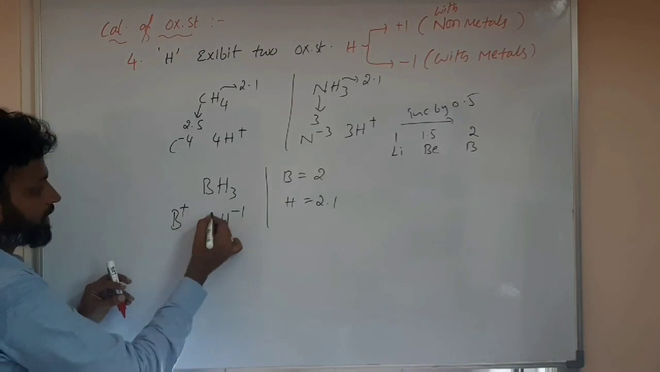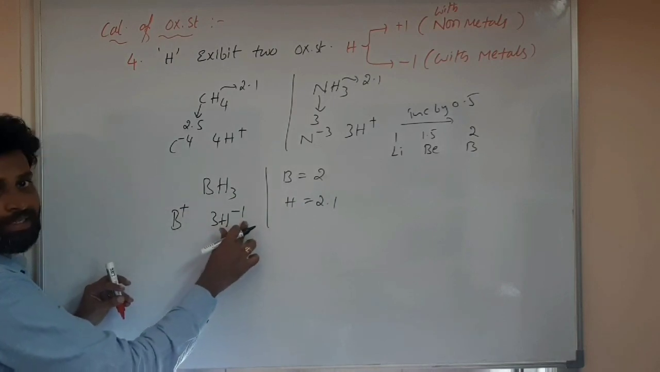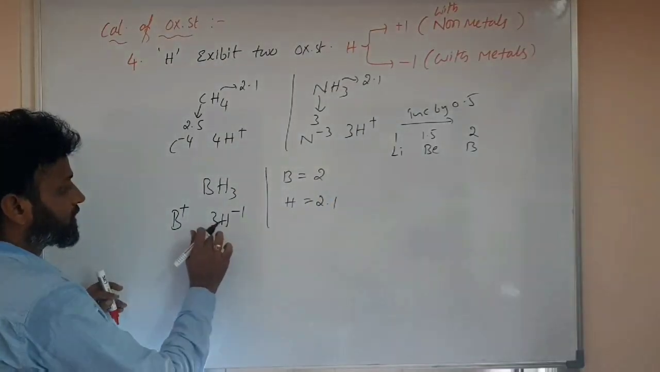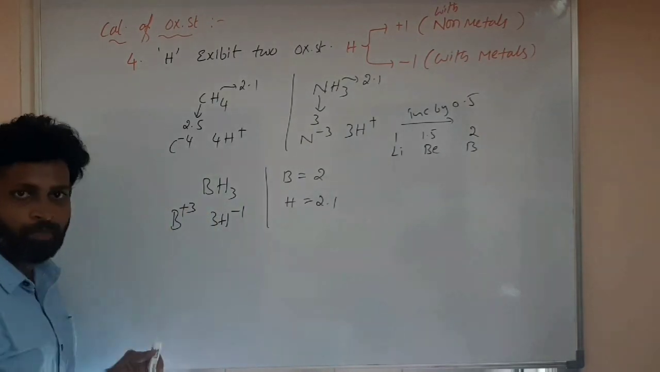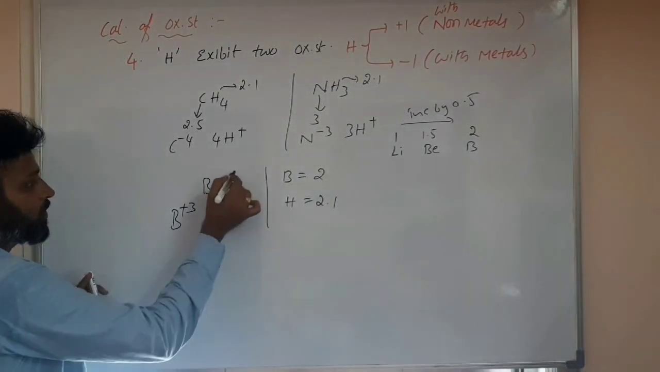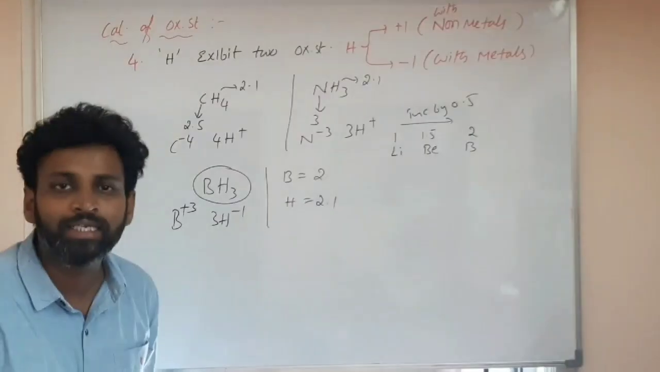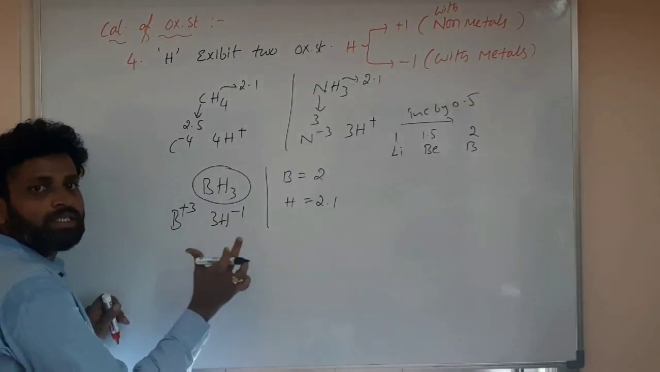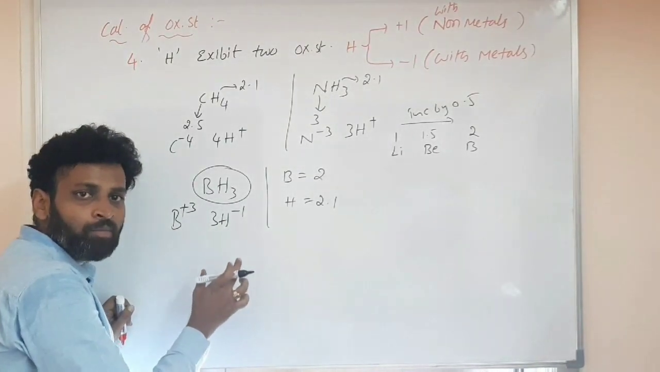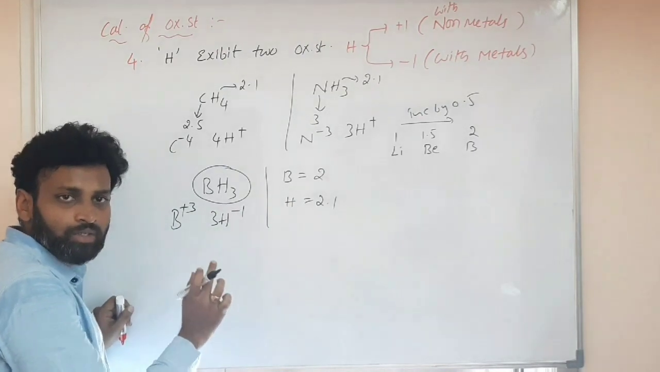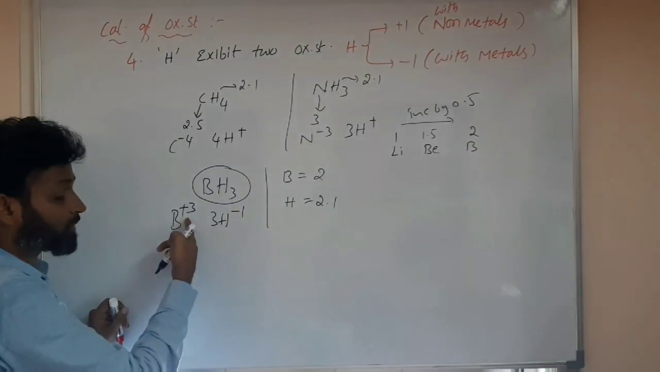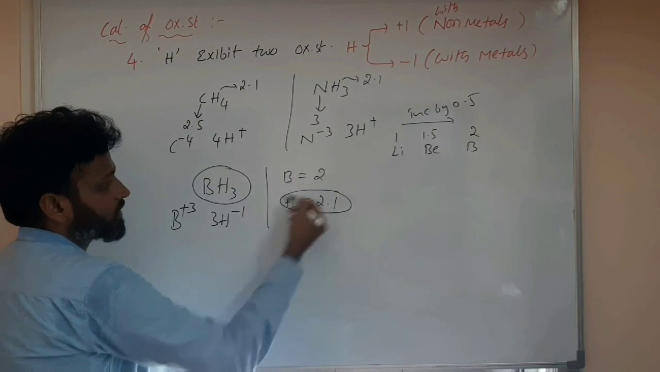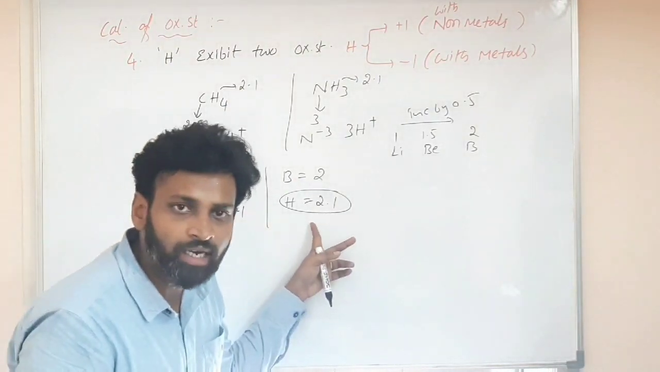3 hydrogens, so 3 into -1 is -3. Because hydrogen is either +1 or -1. Clear? So 3 hydrogens, 3 into -1, so boron has +3. Because the molecule's overall oxidation state will be 0. The sum of the oxidation states of all atoms in a molecule is always 0. Remember this. Each hydrogen is -1 here because electronegativity is more for hydrogen, it's 2.1.